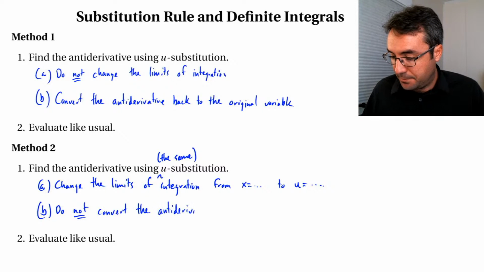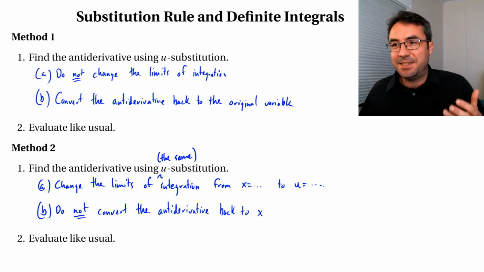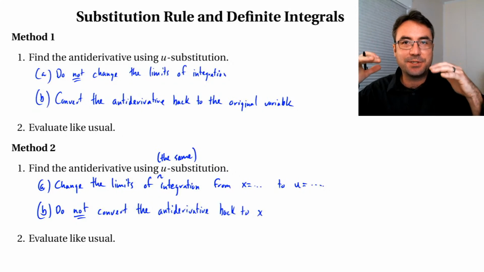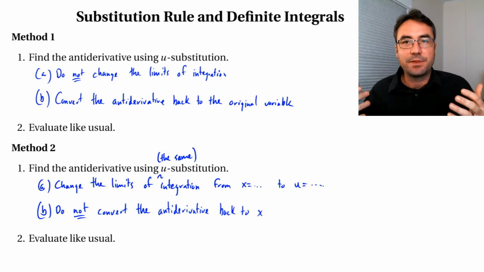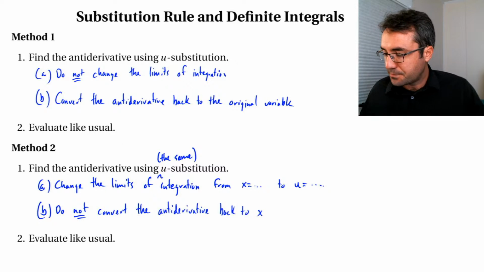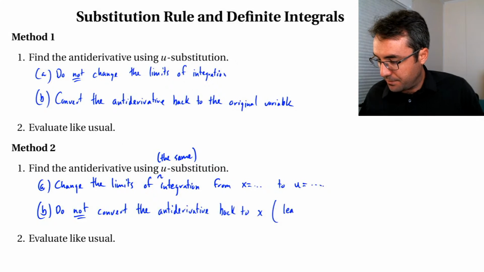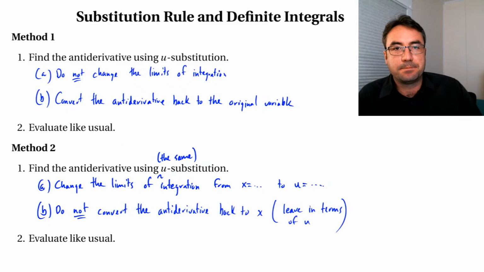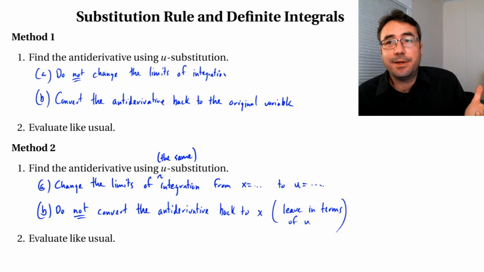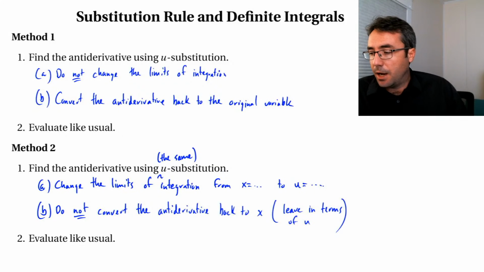I tend to prefer method 1, but it's easier just to do all the integration stuff first and then just evaluate like normal, in my opinion. Once you start moving things around, it gets easy to make mistakes. But whatever you're comfortable with is perfectly fine. So we'll see method 2 next time. We'll do a couple examples involving method 2. But method 1 is really all you need to be able to do these definite integrals if you have to do substitution rule. All right.